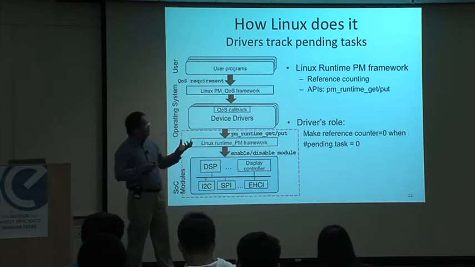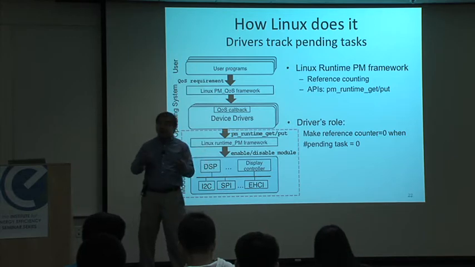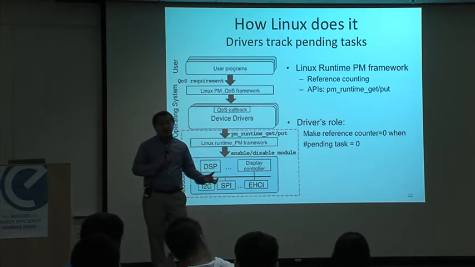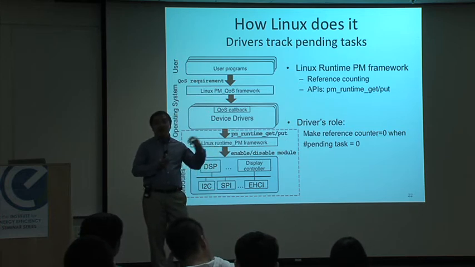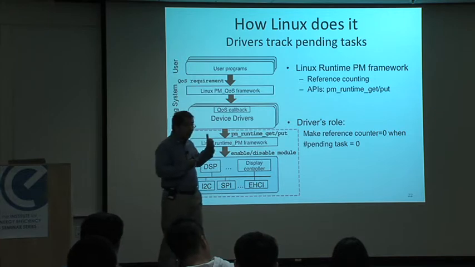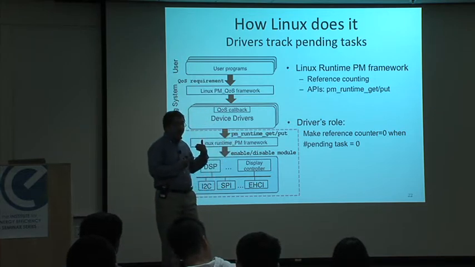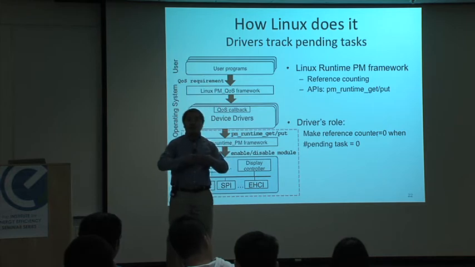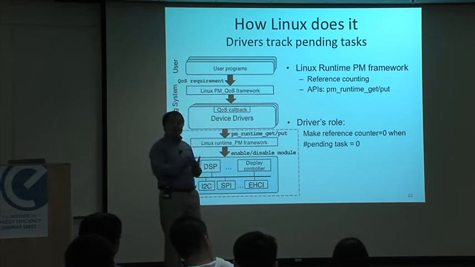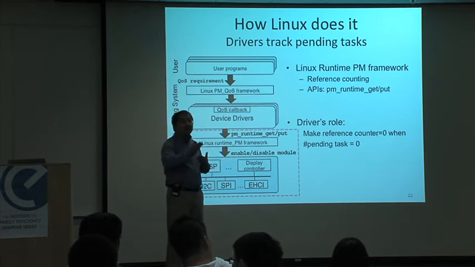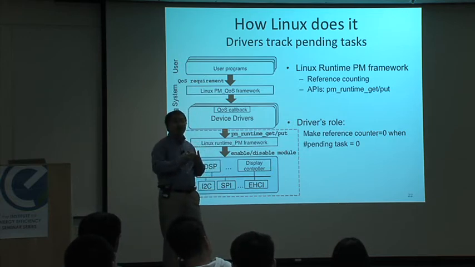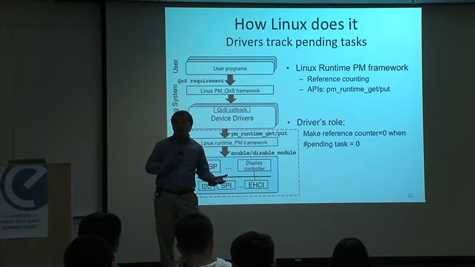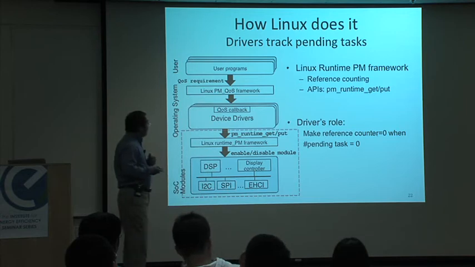It provides APIs called PM runtime get and put, and the device driver has to call these APIs to increase or decrease the reference counter. That means when you receive a task, you increase the counter. When your task is done, you have to make sure you decrease the counter. Therefore, when this counter becomes 0, the runtime power management framework will call the driver's write API to disable the module. Okay, so this is how Linux works.